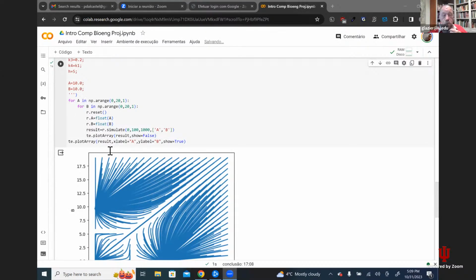Okay, Pedro, you've jumped way ahead. Please just do the simple one. What is the simple one? Just plot A versus B for one initial value of A and B. Okay.